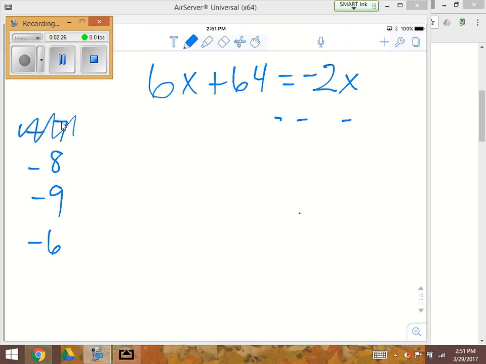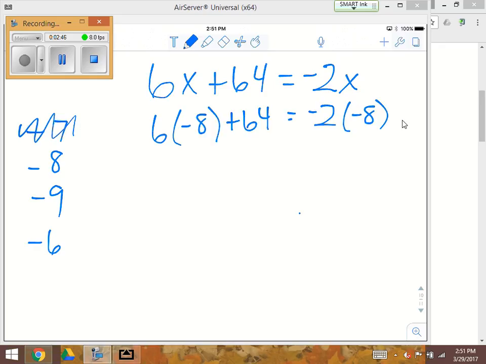So let's plug in -8. So we got 6 times -8 plus 64 is equal to -2 times -8. Again, notice how I substituted with parentheses. Right now my iPad was a little delayed there, but there it popped in. So let's go ahead and start working through the problem. A positive times a negative is a negative, so -48 plus 64 is equal to, all right, a negative times a negative is a positive 16.